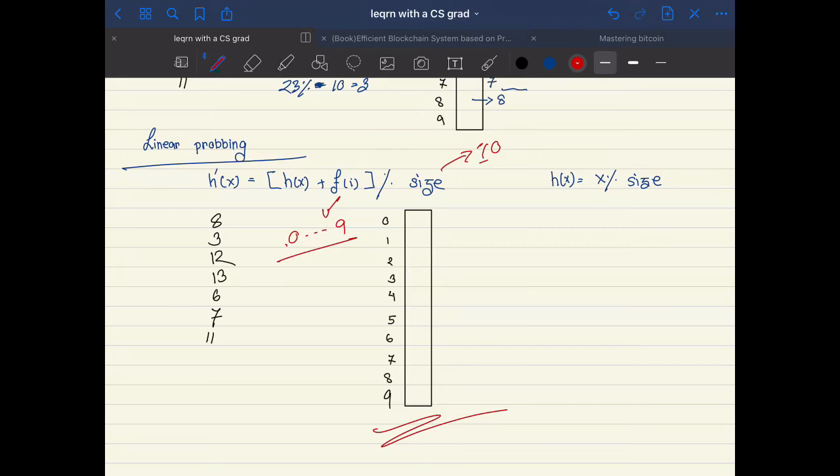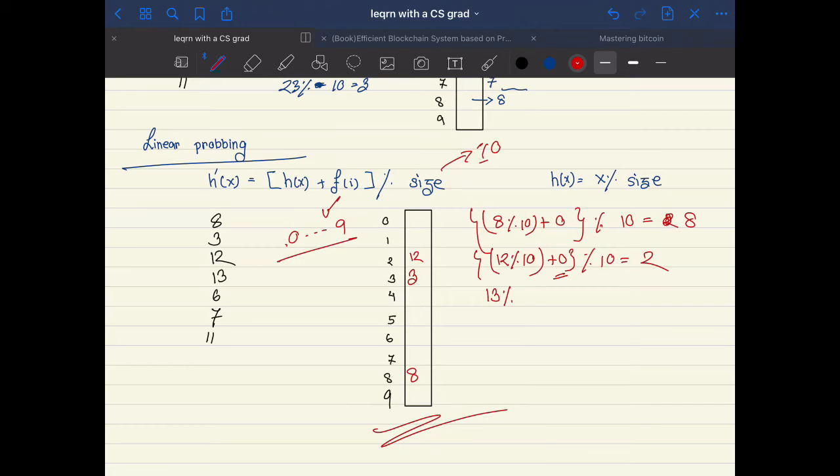So for 8 we do 8 % 10 plus f(i), and as I said, i always starts from the 0th index, so 0 % size, which is 10, gives us 8, and we're going to put 8 at position 8. Similarly for 3, which would be 3. However, for 12 we would have 12 % 10, which is the same as before because we are not going over 0, so we would have 2, so 12 goes into this position.